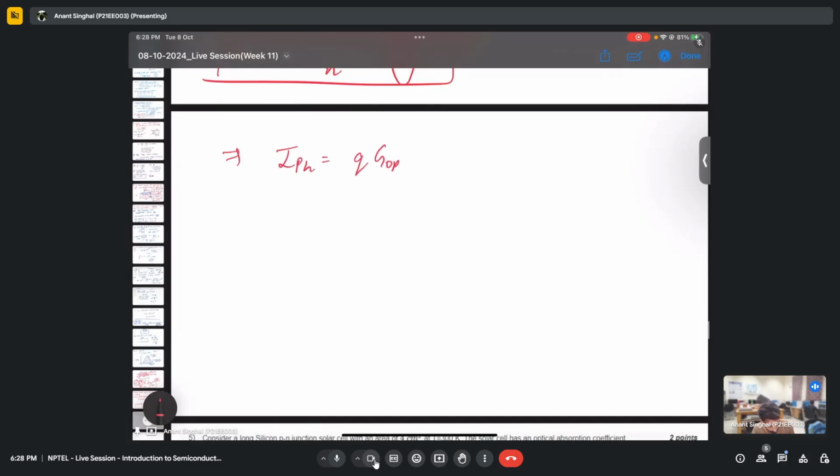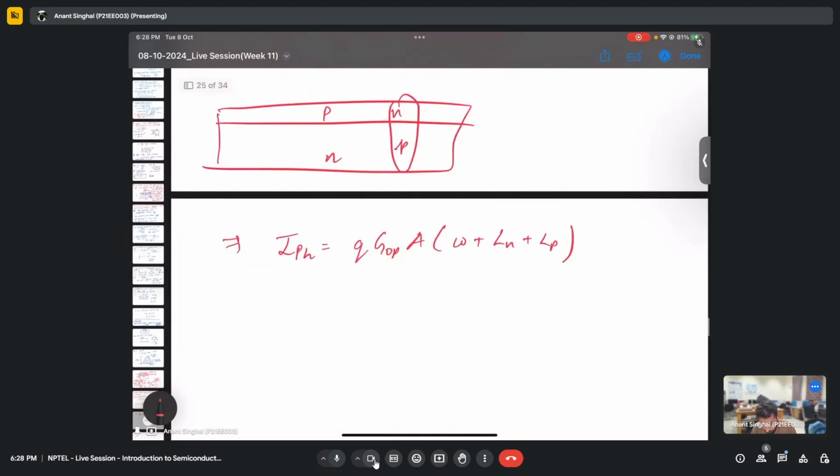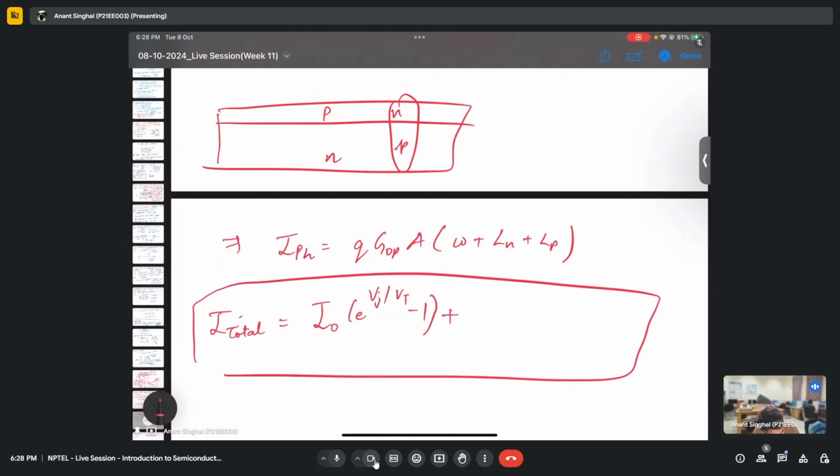So this was the case, W plus Ln plus Lp, and this was the photon current, and the junction is self biased due to the voltage drop across the load, as we wrote here. So the total current across the junction, which I'm denoting as I total, is the junction current, which is I_0 times (e to the power V junction by Vt minus 1). This is because of the diode, plus I_PH, which is q G_OP times (W plus Lp plus Ln).